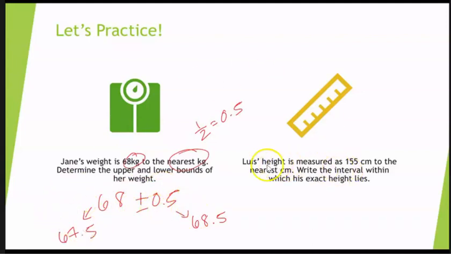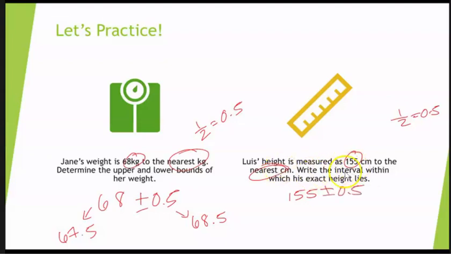Another example, we have Lewis's height, which is measured as 155 centimeters. Here's my exact value I'm going to be using, 155. Except this time, it's rounded to the nearest centimeter. So actually, it's the same. Since it's rounding to the nearest centimeter, we're still rounding to whole numbers, and half of a whole number is 0.5. So my interval is still 0.5.